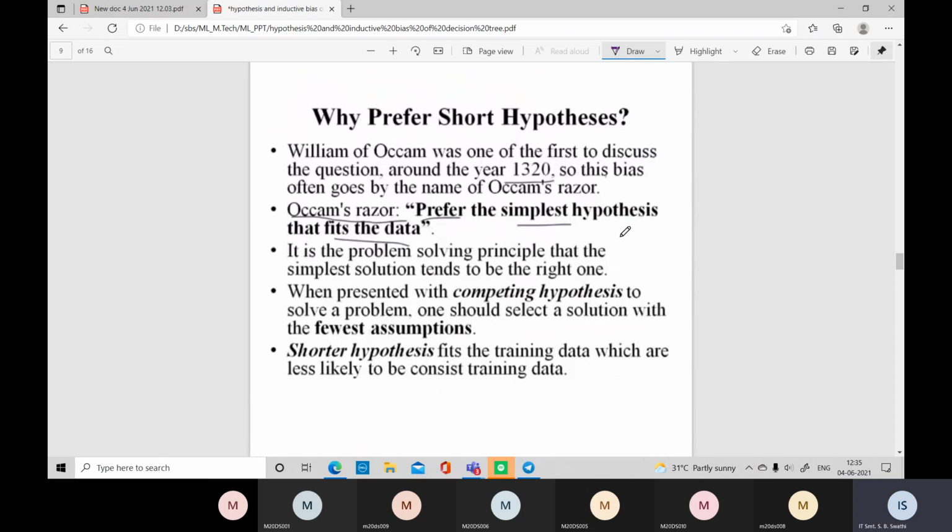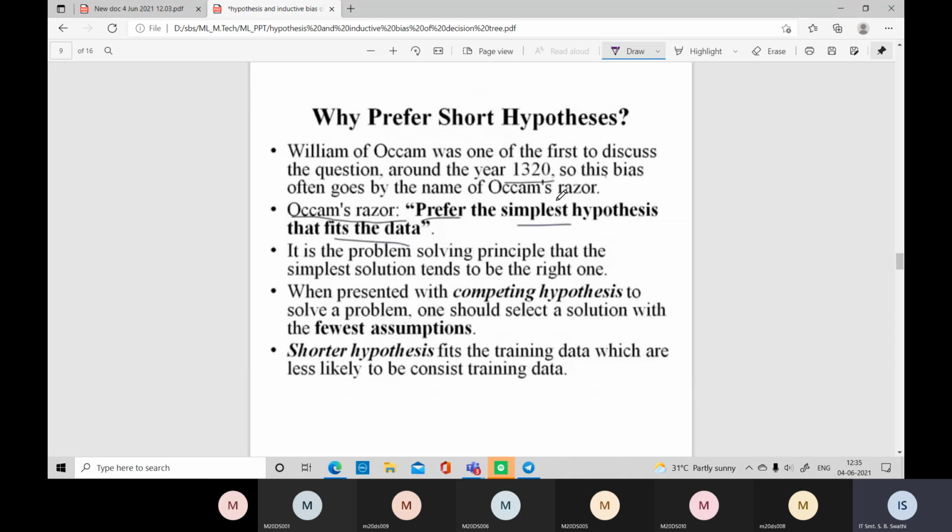And so this is about the short hypothesis. Just now we discussed which decision tree is preferred when the information gain is equal for both decision trees. When two decision trees have the same value of information gain, which tree will be preferred? The decision tree with the shortest path, with the shortest length, will be preferred.